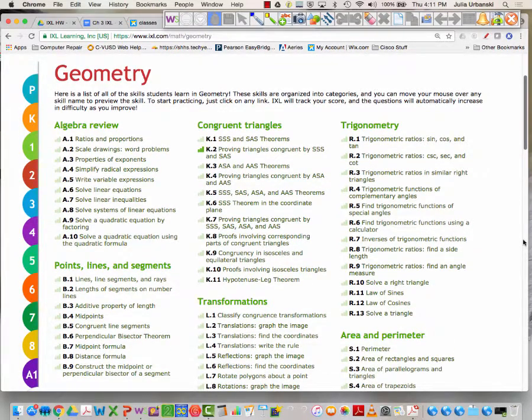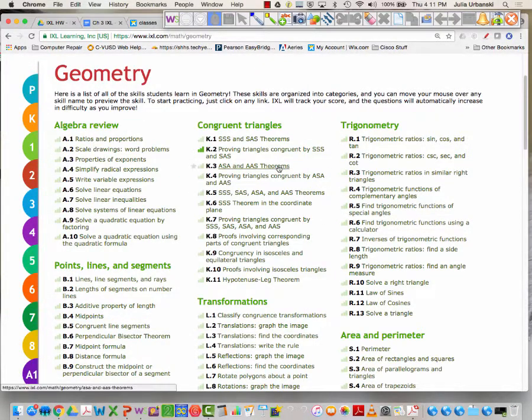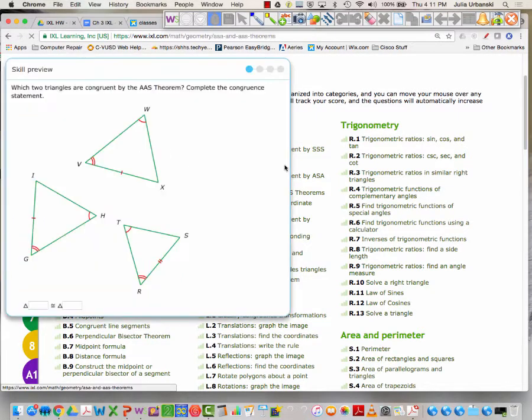So I'm going to show you how to do the problems for K.1 and K.3. K.5 you should be able to do. That's the same as what we did yesterday. K.1 and K.3 are just slightly different.